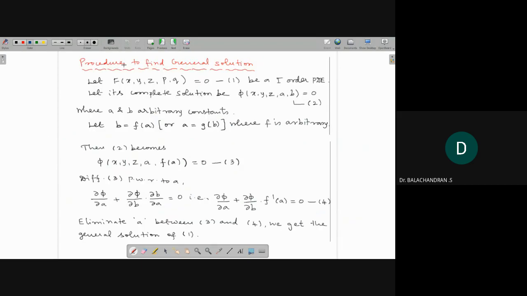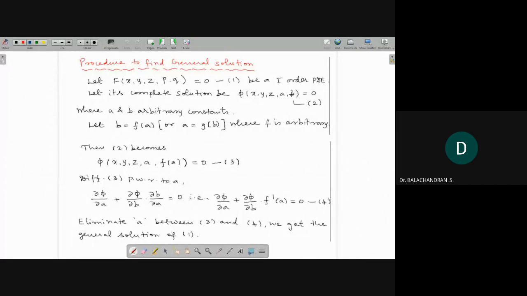So next, these are the procedures. Okay, I don't want to write everything, I'll just explain. If you have a doubt, you can ask me. Procedure to find the general solution. Earlier I told you the PDE general form is a function of x comma y comma z comma p comma q equal to 0. So this is equation 1, a first order PDE. How to find the complete solution? Replace p by a and q by b, and you will get the complete solution of the given first order PDE.